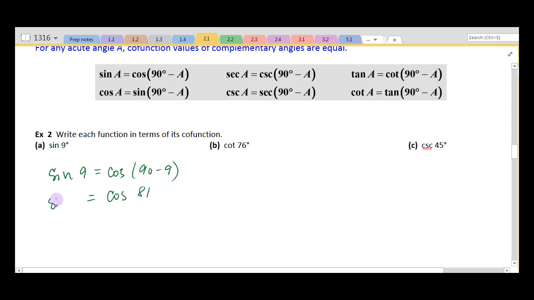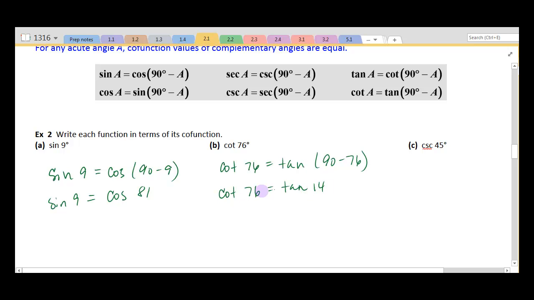So in other words, if I have the sine of 9 degrees, that's the same thing as the cosine of 81 degrees. Let's try that one more time with the cotangent. Cotangent of 76 would be equal to tangent, because cotangent and tangent are related, 90 minus 76. So the cotangent of 76, if I were to plug that into my calculator, is going to return for me the same thing as the tangent of 14.